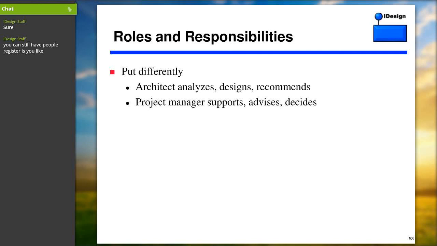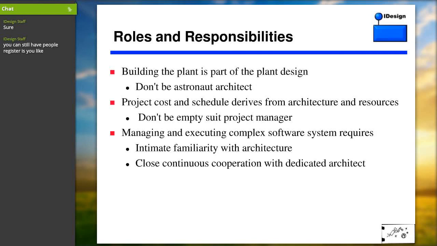I said that designing a software system without a plan of how you're going to build it is pointless. Nobody would design a refinery without a plan of how you build a refinery. Nobody would design a microchip without a plan of how you're going to manufacture it. Don't be astronaut architects that just float out in space with a concept of an architecture, but not tied to the reality of how it is actually going to get constructed.